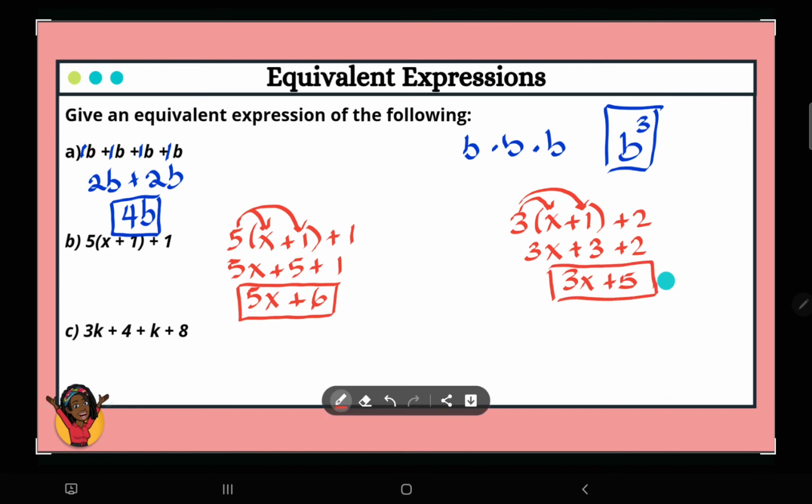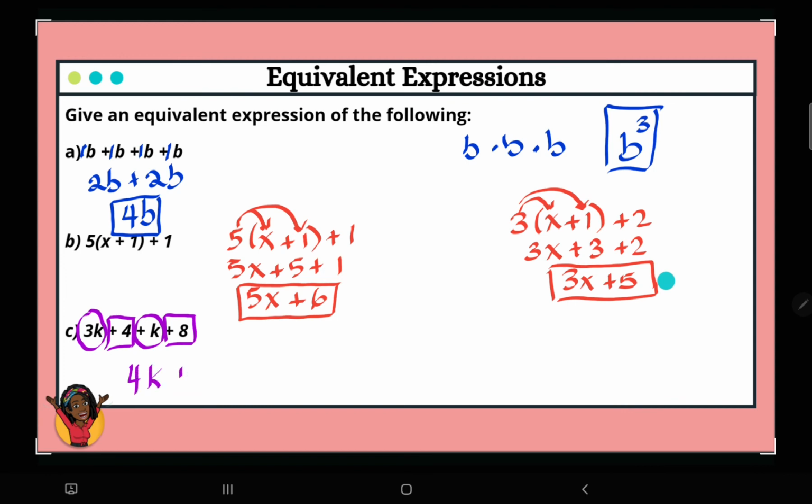Okay. Now let's take a look at the next example. So here we see combining like terms. So I'm going to use my shapes to identify my like terms. So I have 3k and positive 1k. Then I have a positive 4 and a positive 8. So 3k plus 1k is a positive 4k. And I can bring down my plus 4 plus 8. That is an equivalent expression, but I can simplify it further to 4k plus 12.